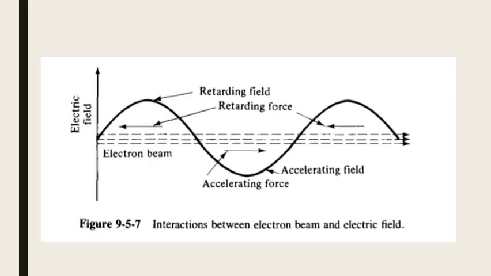This is how interaction takes place between your electron beam and RF wave. This you have already seen in klystron. Positive half cycle, what happens? In the positive half cycle, you are going to have an accelerated field. Negative half cycle, you are going to have a retarded field. The zero crossing will always be no change in velocity.